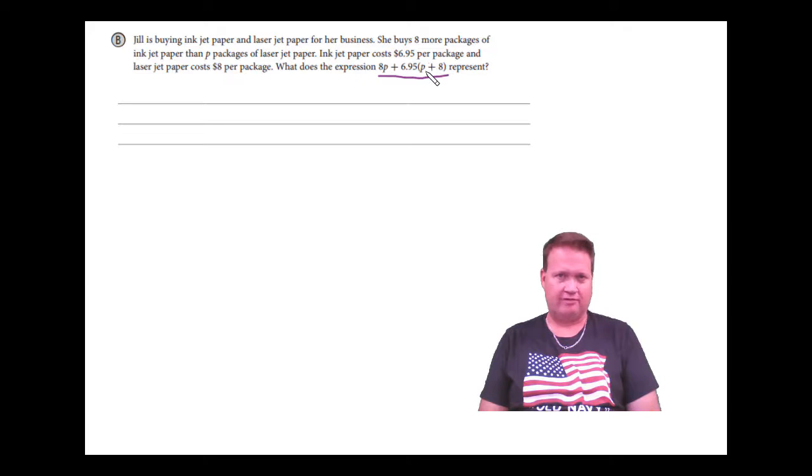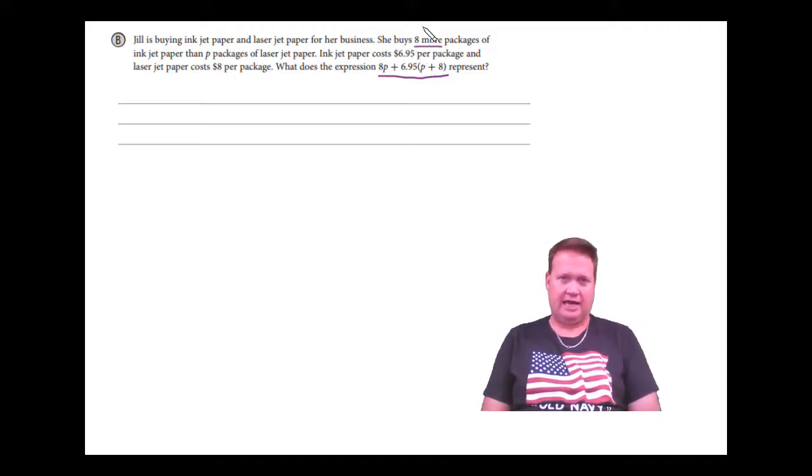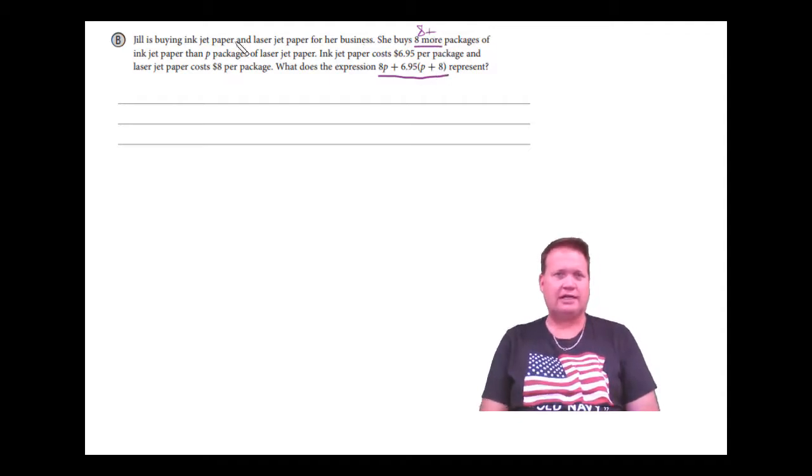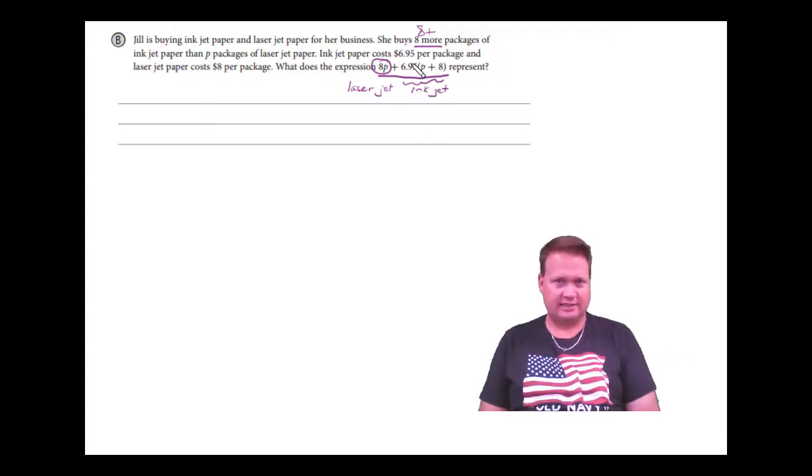That means I'm buying 8 more of something than I did over here. That's what this plus 8 means. She buys 8 more packages of inkjet paper. So this part right here is our inkjet paper, which means the other one has to be laserjet paper. And it says she buys P packages of laserjet paper. So 8P is the total cost for laserjet paper, which is apparently more expensive than the inkjet paper. Inkjet paper costs $6.95 per package.